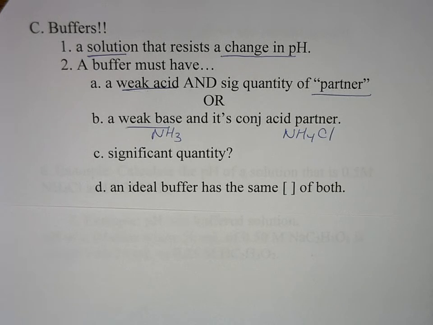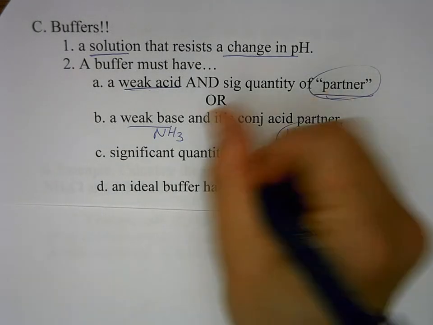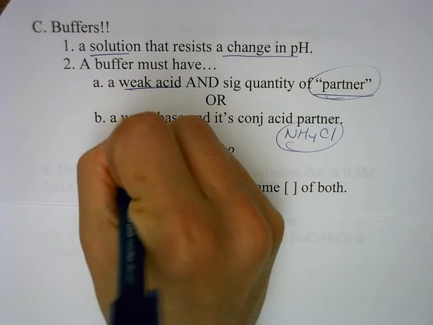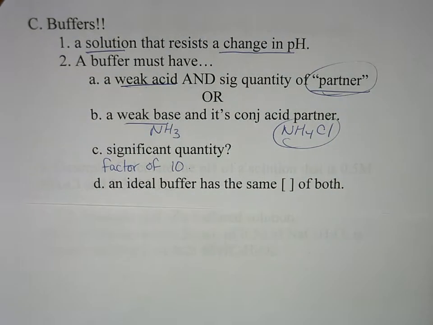Significant quantity, when it says it has to have a significant quantity of the salt partner, that means within a factor of 10, which is, I mean, you're not going to get any problems that are outside of that range. So you don't have to worry about that so much.